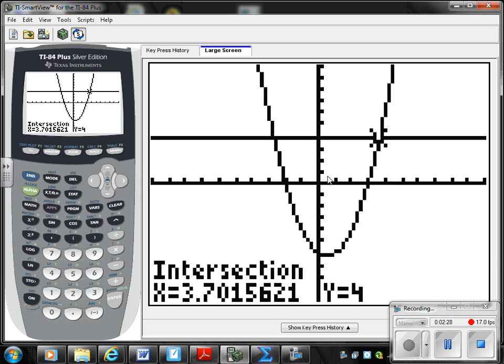So it looks like my parabola here is less than or equal to this line between negative 2.7 and positive 3.7. So I'm going to write this as the closed interval from negative 2.7 to positive 3.7. That's my final solution for where the parabola is less than or equal to that line.